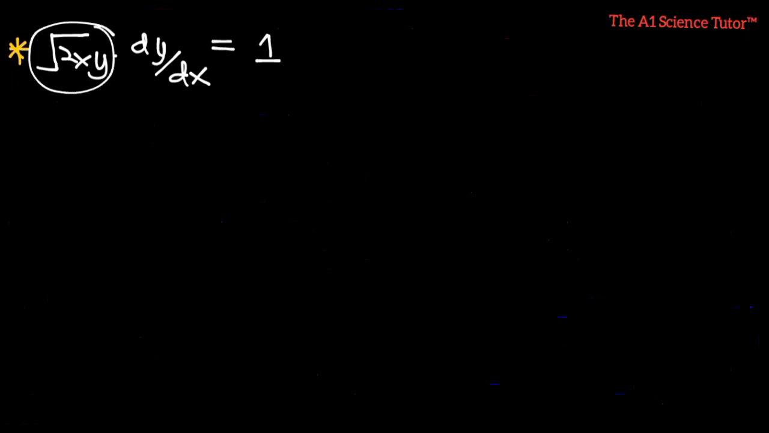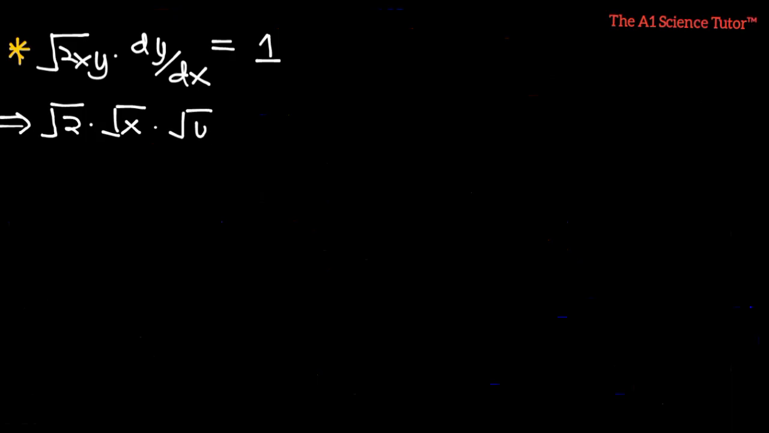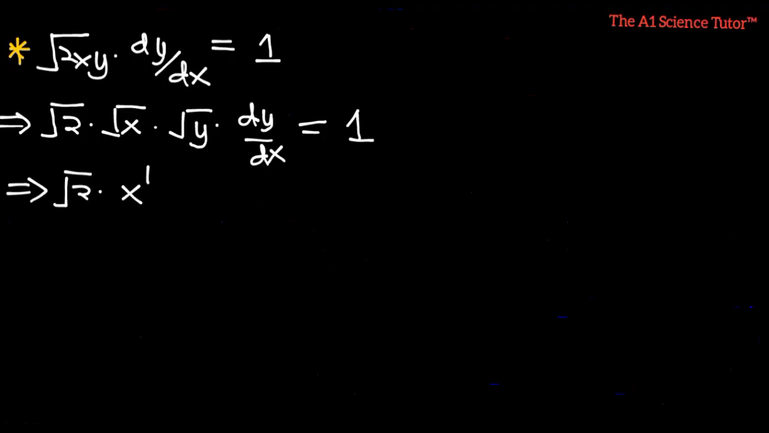So I'm going to change this into its other form. But before I do that, I know that this should change to root 2 multiplied by root x multiplied by root y, and this is equal to 1. Now I'm going to change this into its initial form. So this will be x raised to the power of 1 over 2, multiplied by y raised to the power of 1 over 2, multiplied by dy dx, which is equal to 1.